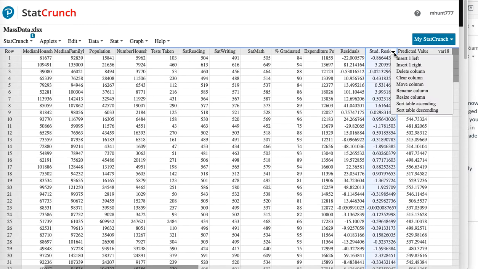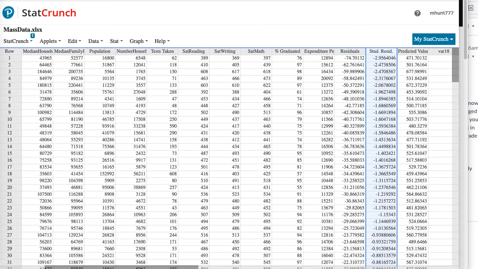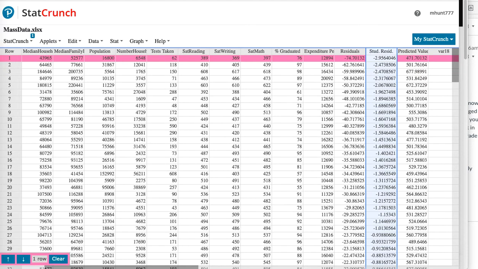and we are going to sort them ascending. The smallest one is on top. The most negative is a negative 2.95. I'm going to highlight that row. That is the city or town that is furthest away from the fitted line in a negative way. It's furthest away from the fitted line in a negative respect. And anything smaller than -2 is considered an outlier.